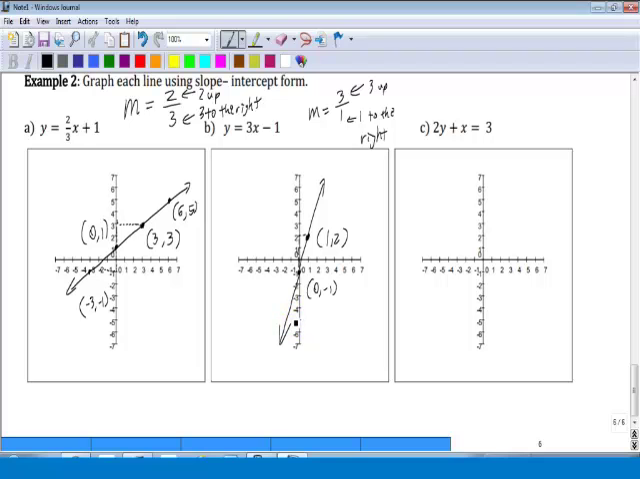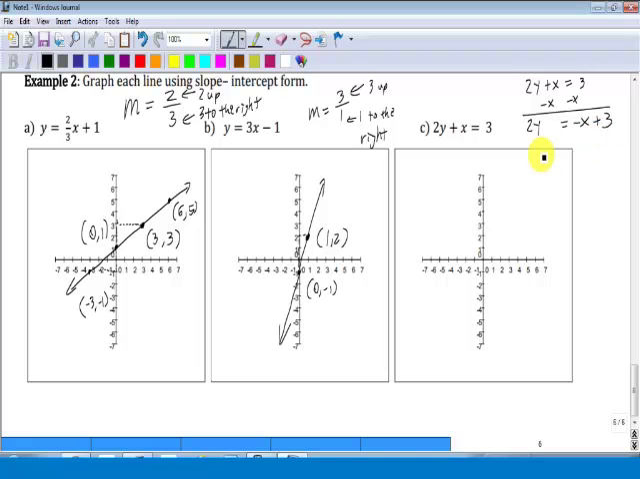The c part is not in slope-intercept form. We need y all by itself on the left, and that's not what we have. How do we get there from here? Subtract x from both sides. So minus x, and we'll have 2y equals negative x plus 3.